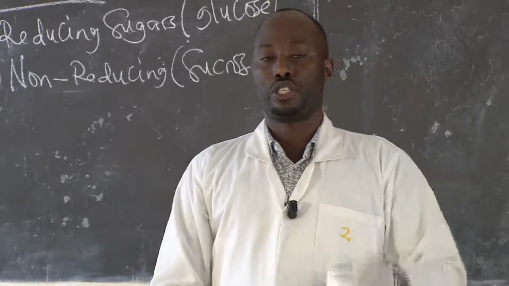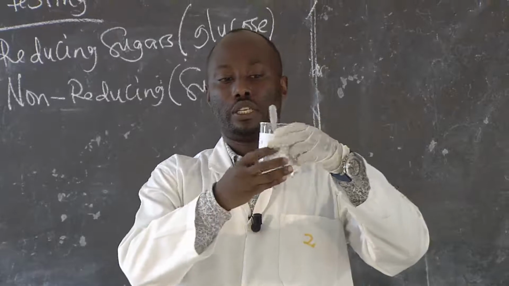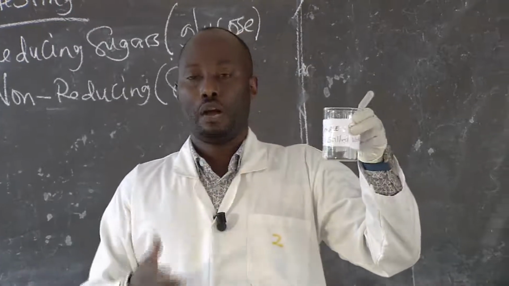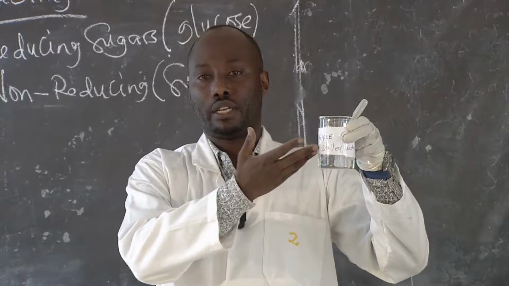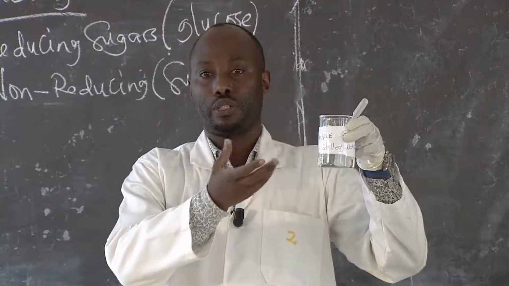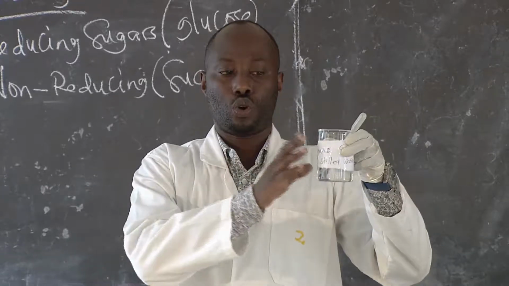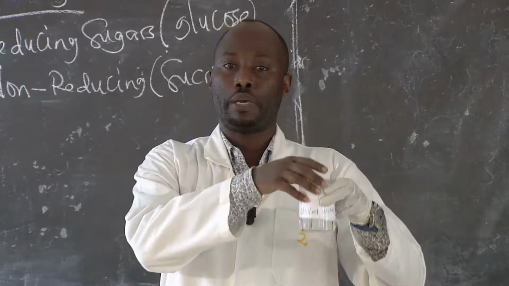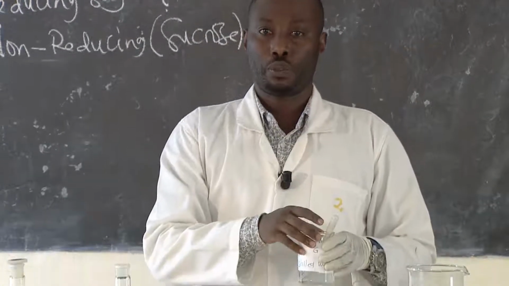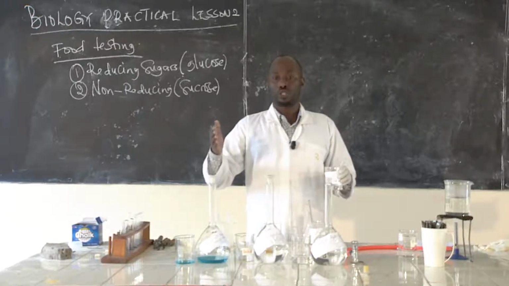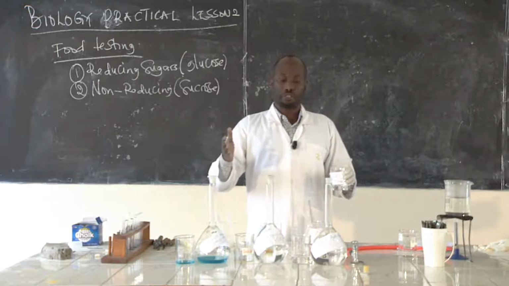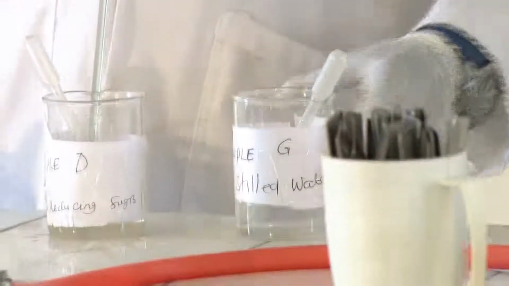I have sample C. As you can see, this is sample C. I'm going to be using distilled water. Distilled water is water which does not contain any impurities. So the distilled water is going to act as a control experiment. A control experiment is an experiment that tests negative, not positive. So let us start the experiment.